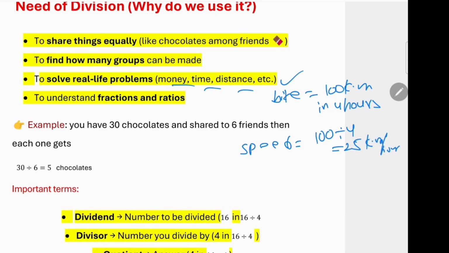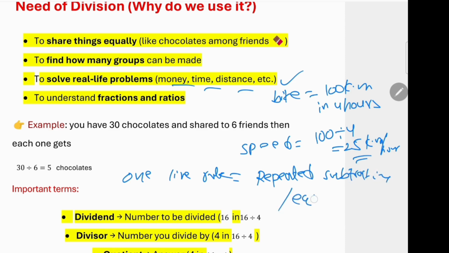I repeat again. A bike travels 100 km in 4 hours. Then the speed of the bike per hour is equal to 100 divided by 4. That is equal to 25 km per hour. Is it clear? One line rule for division: division is equal to repeated subtraction or equal sharing. That is called division.